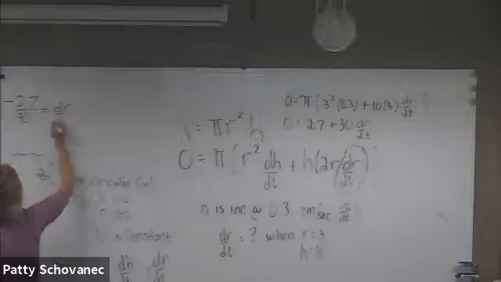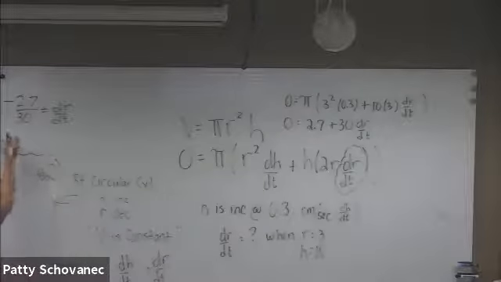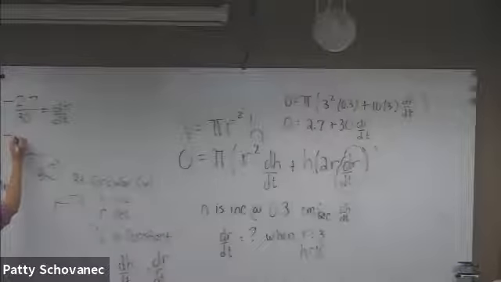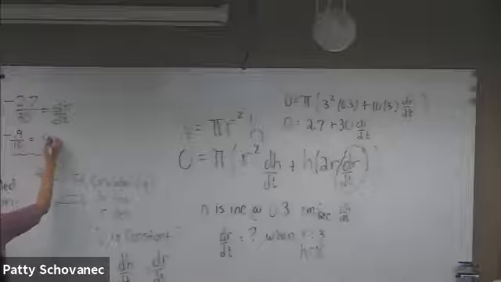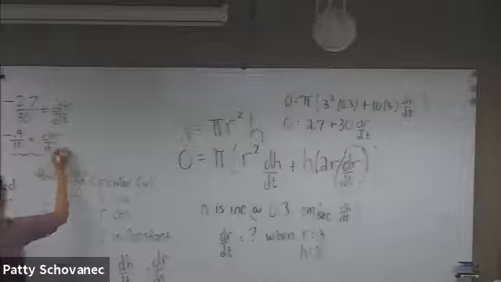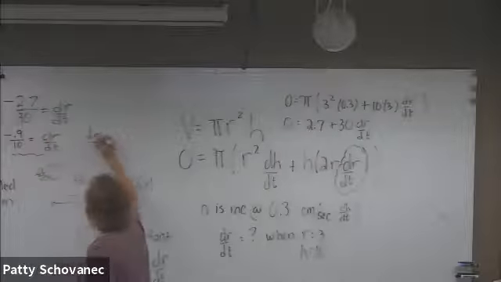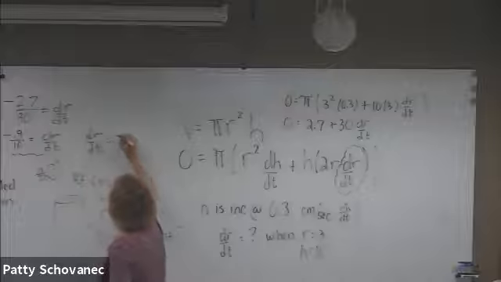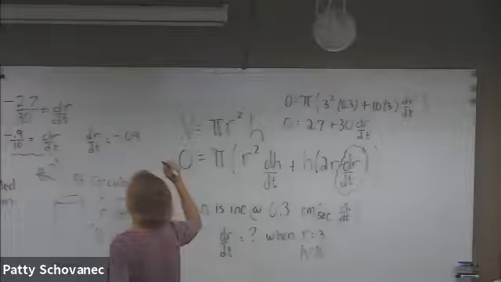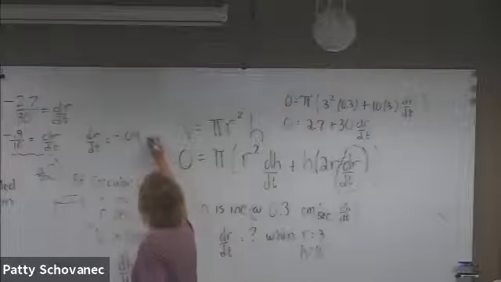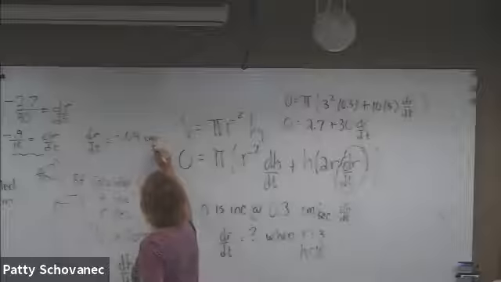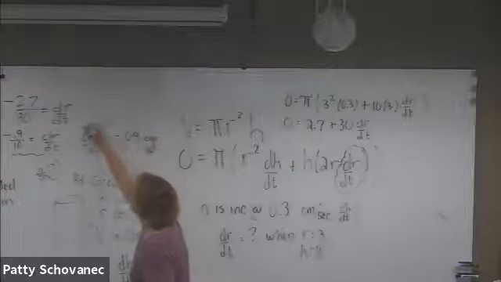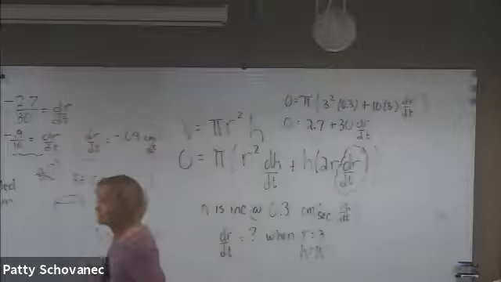So it's negative because you were told the radius is getting smaller. 3 goes into both of those. So negative 0.9 divided by 10 would be negative 0.09. And that's radius, so that's going to be centimeters per second. Yes.